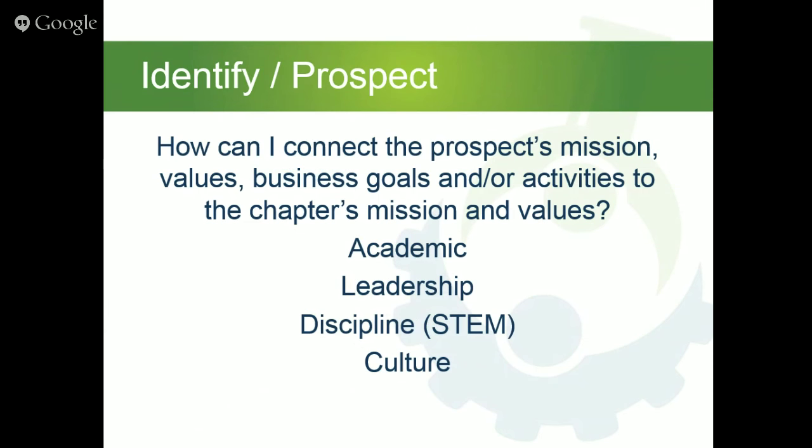And really, when you're in your research phase and you're thinking about these different pots of money, different businesses, associations, academic departments, the real question you need to ask is, how can I connect a prospect's mission, values, business goals, and activities to my chapter's mission and values? What is the connection I have with them? Because you don't want to just be throwing darts in the sky thinking, well, surely this person wants to support my chapter. Well, why would they want to support your chapter?